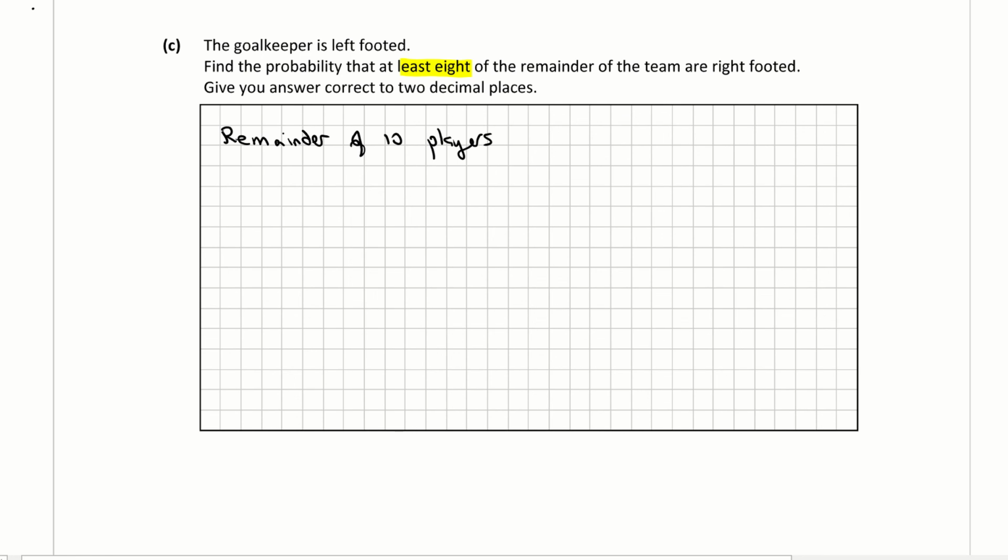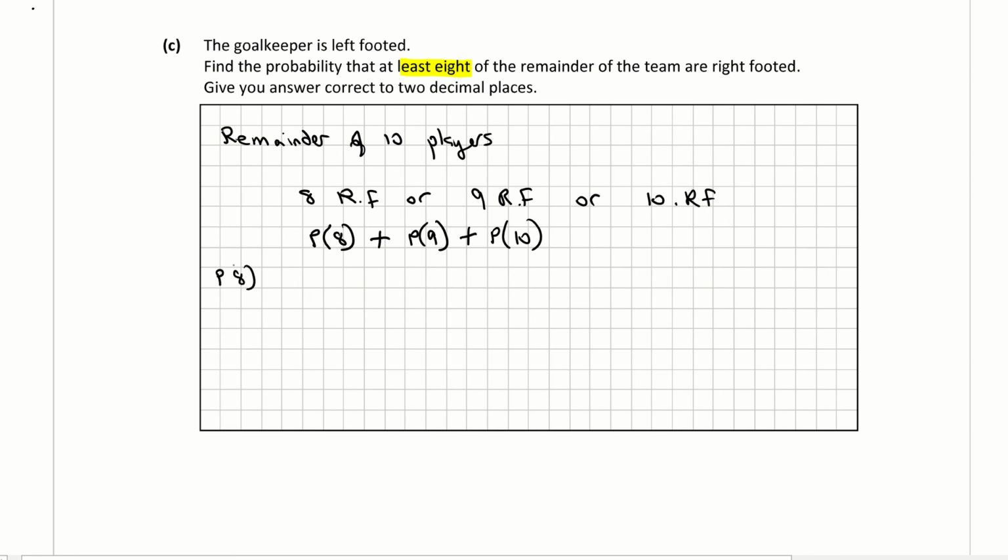So at least 8 of them means basically I could have 8 of them being right-footed, or I could have 9 of them being right-footed, or I could have 10 of them being right-footed. So that's what that is basically stating. At least 8 of them are right-footed. So I could have 8, 9, or 10. So I'm basically just going to find the probabilities of those. So I'm going to have the probability of 8 being right-footed, or meaning to add in probability, the probability of 9, or again means to add the probability of 10 being right-footed. So I just need to go off and find those probabilities. So let's do each one out separately.